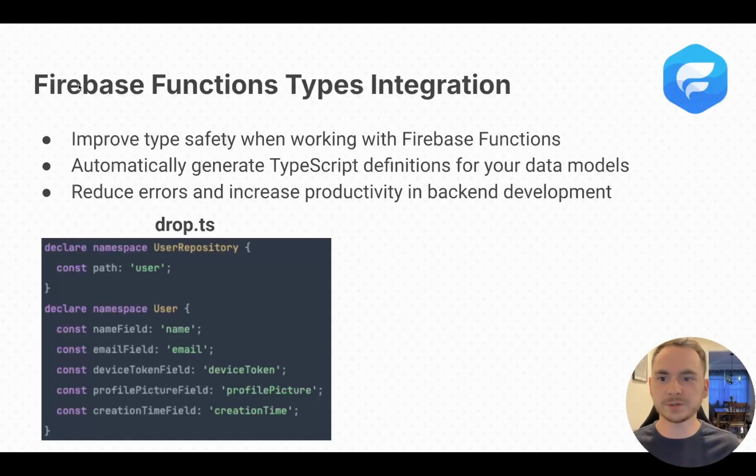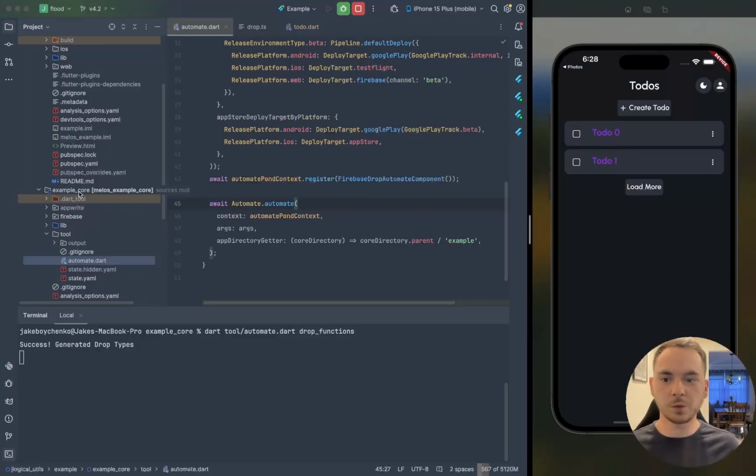The next feature is Firebase Functions types integration, where now with just running one CLI command, you can scan all of your repositories and your value objects to automatically generate types for them for your Firebase functions. Let's take a look at an example. All we have to do is go into our core project's automate.dart file and add this line over here. Add the Firebase drop automate component.